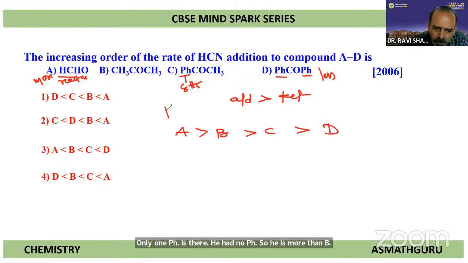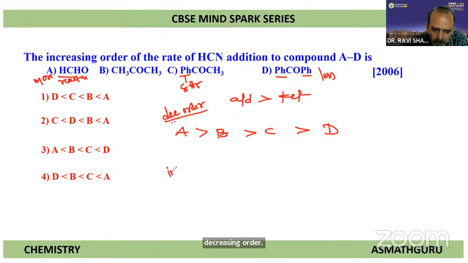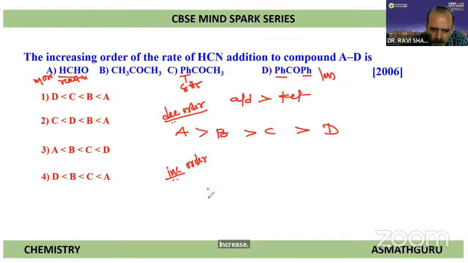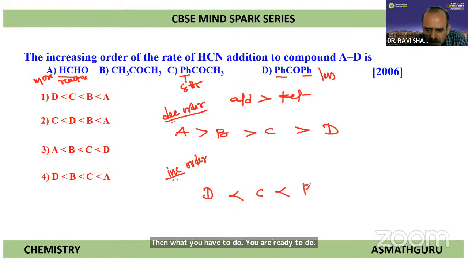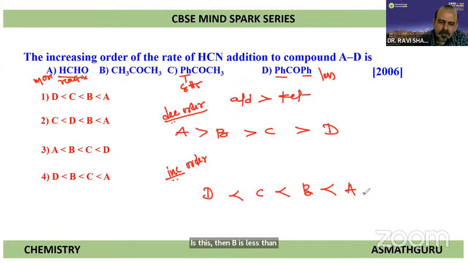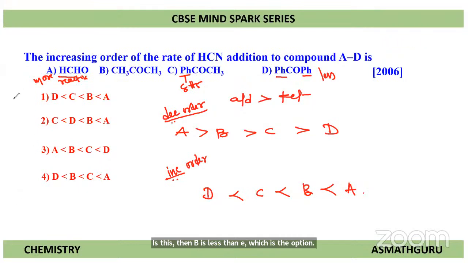This is called what? Decreasing order. He is asking for increasing order. Then what you have to do? You have to write it the opposite way. D is less than C, C is less than B, B is less than A. Which is the option? First one. First option, sir. Take a screenshot.